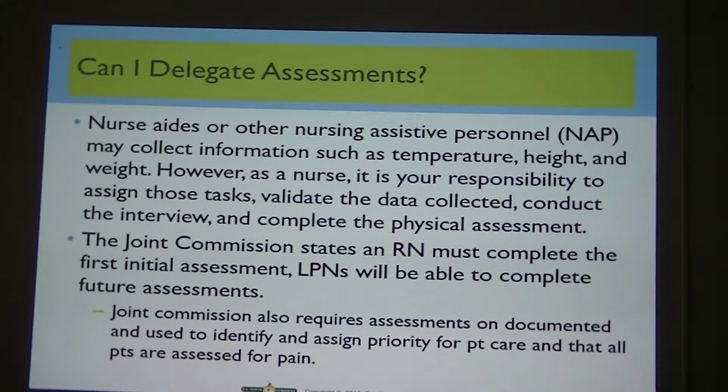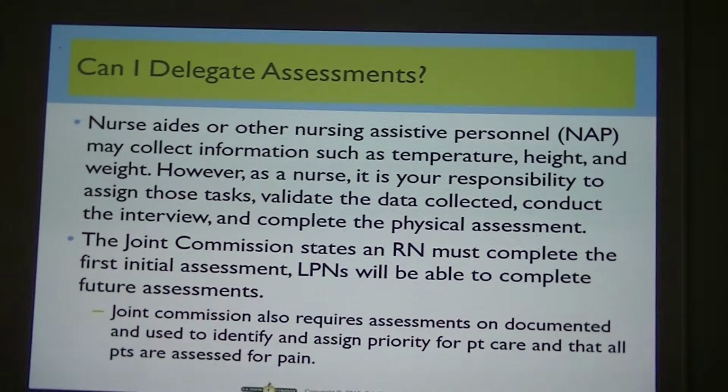Can you delegate your assessment? The answer is no. You may not delegate your assessment. That's something that you need to do. The Joint Commission has actually stated that an RN must complete the first initial assessment, and the LPNs will be able to complete further assessments.